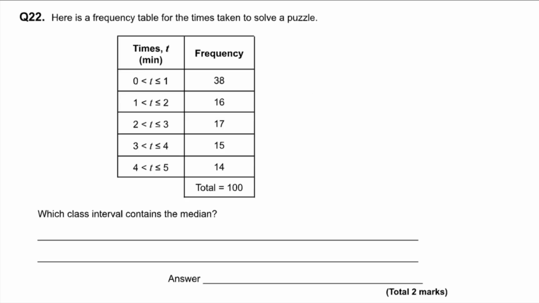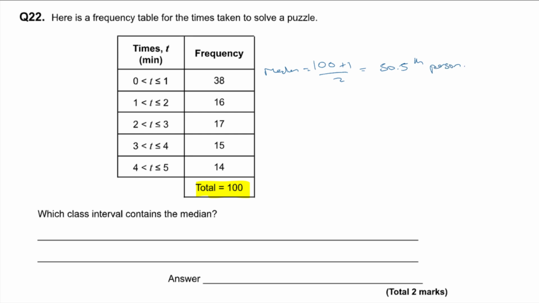Question 22, here's a frequency table for the times taken to solve a puzzle. Which class interval contains the median? So it's pretty much the same question, so we're going to do it the same way. If I take the number of people in the survey, which is 100, add 1 and divide by 2, then the median is going to be the 50.5th person in this data set.